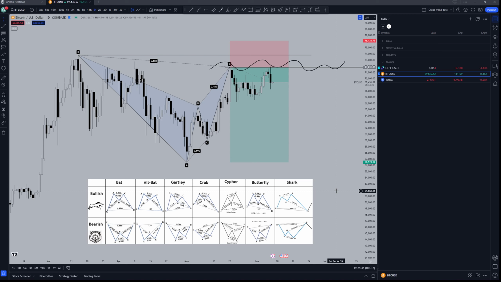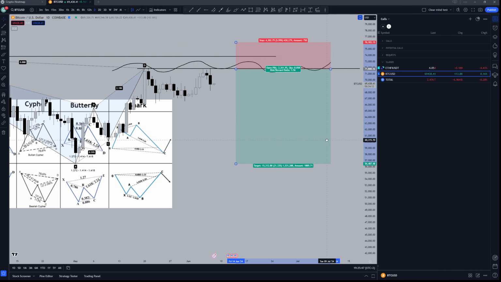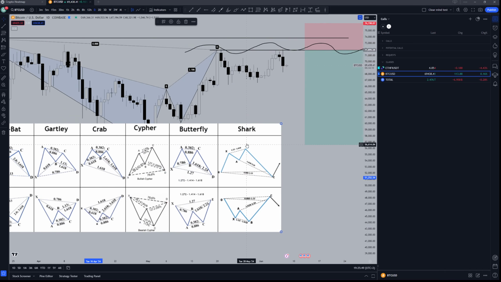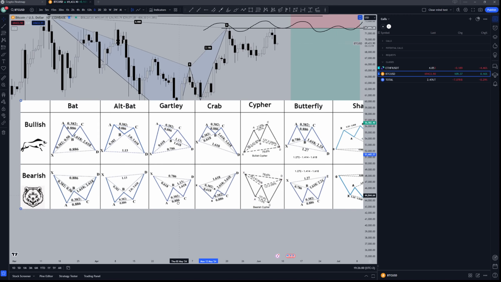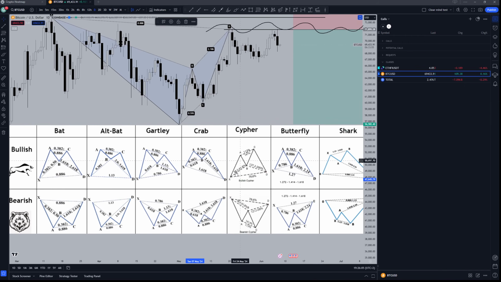There are two ways of doing that. You either use the XABCD tool for all of Carney's harmonics, and then the cipher tool for, well, the cipher. Or you can take the cipher tool and use it for the extension ones. So for example, this shark here, where you can see the B point will be a 1.13 to 1.618, or X to D will be an 0.886 to 1.13. You can use the cipher for those as well. I personally use the XABCD for everything except for the cipher.